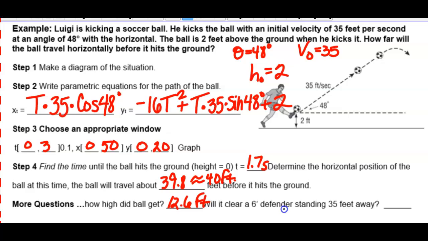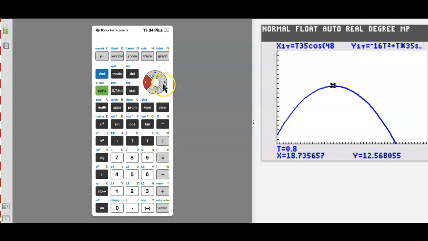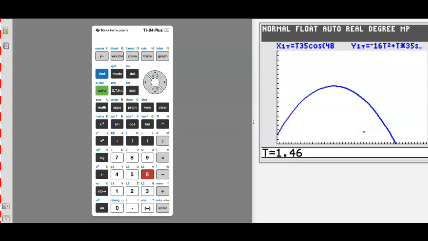Will it clear a 6-foot defender that's standing 35 feet away? These are the fun ones. Okay, so if we trace until X is 35 feet away, does that make sense, guys? This distance away is 35. We could get a little bit closer if we tried putting a smaller value in, like 1.4 something. We could try to get as close to 35 for this as we want. I'm really okay with you leaving it at 1.5 here. That's pretty much 35 feet away. And the ball was 5 feet in the air, so I don't think it cleared a 6-foot defender.